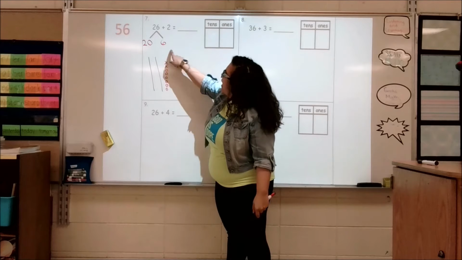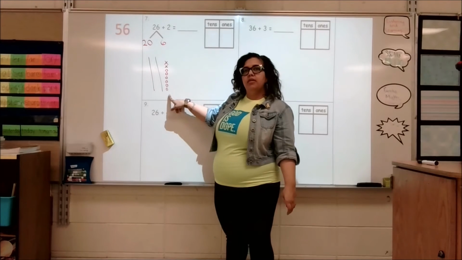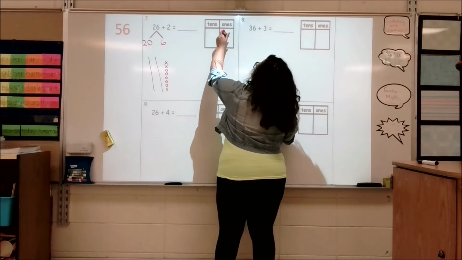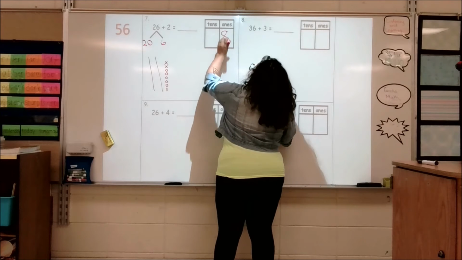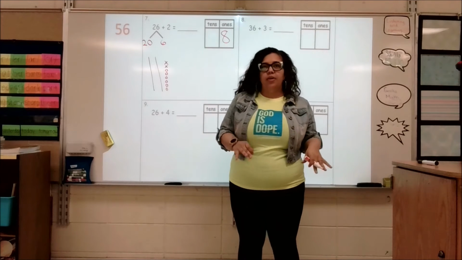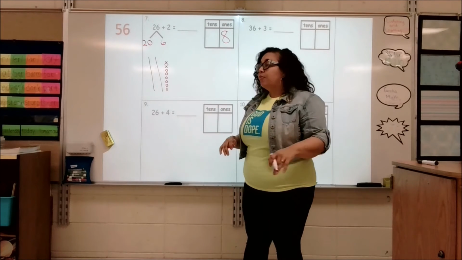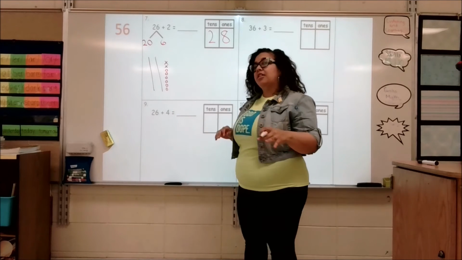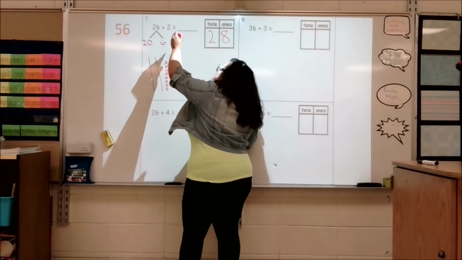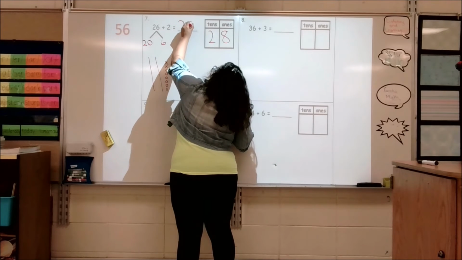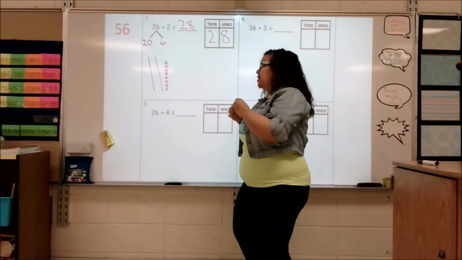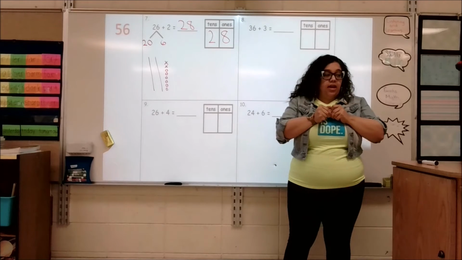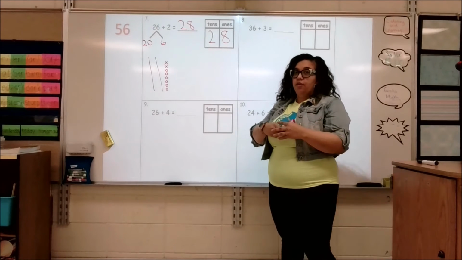So now, how many ones do you have? You have 8 ones. And how many tens do you have? We have 2 tens. Good. Which means 26 plus 2 is equal to 28. 26 plus 2 is equal to 28. Let's try another one together. You ready?